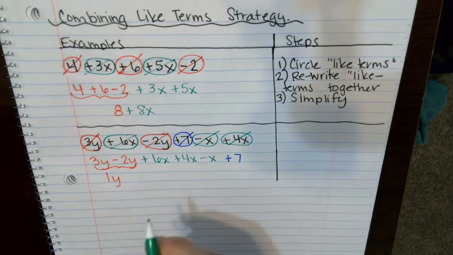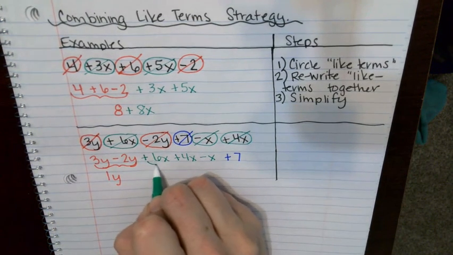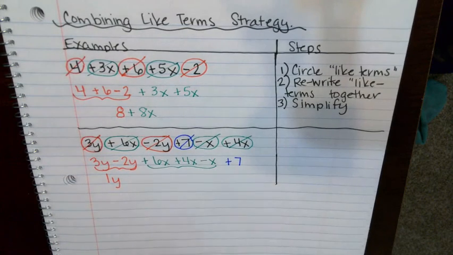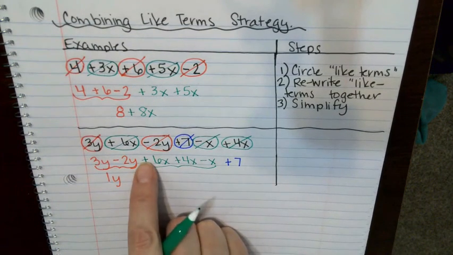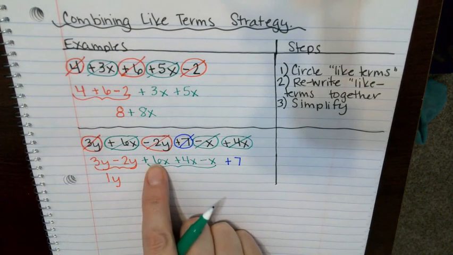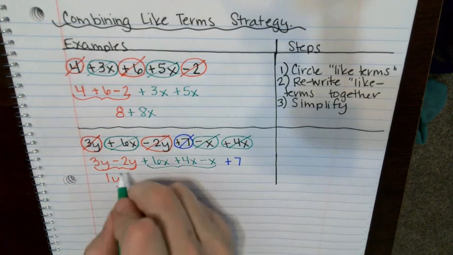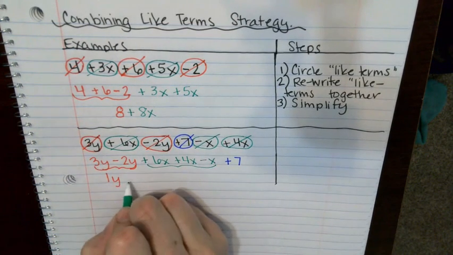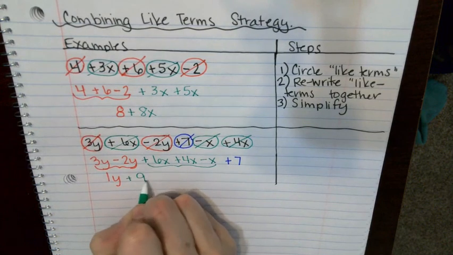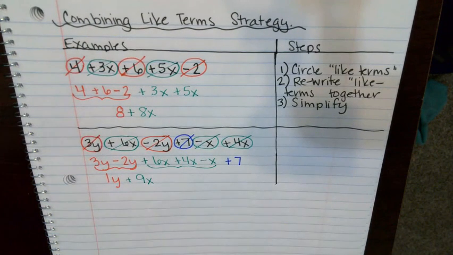Let's look at our green numbers here. Okay, we have plus 6x plus 4x. So if I have 6x and 4x, I have 10x minus 1x, okay, would be plus 9x. My last term is to add the 7.